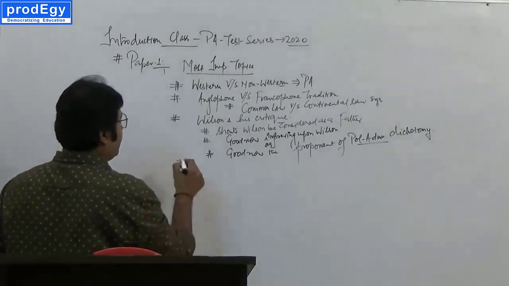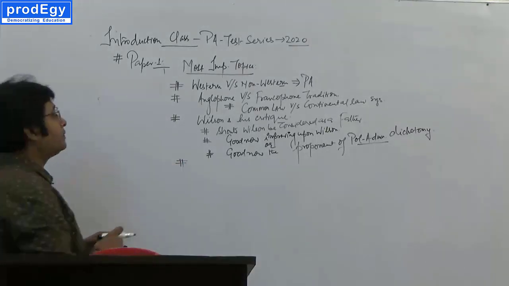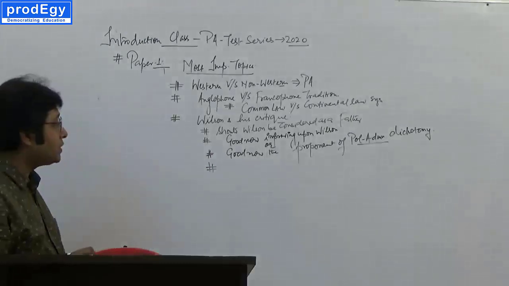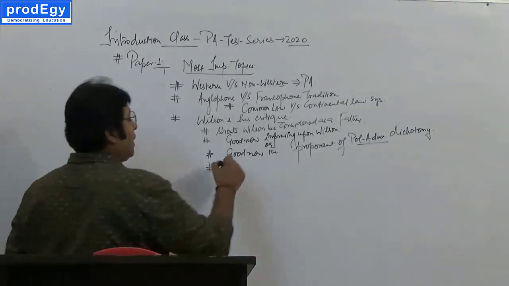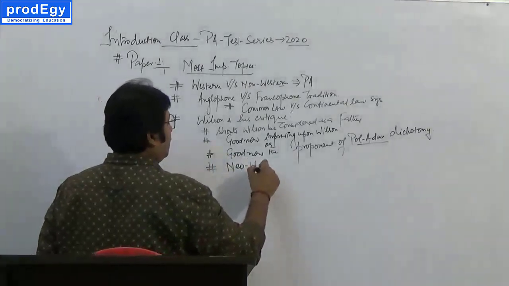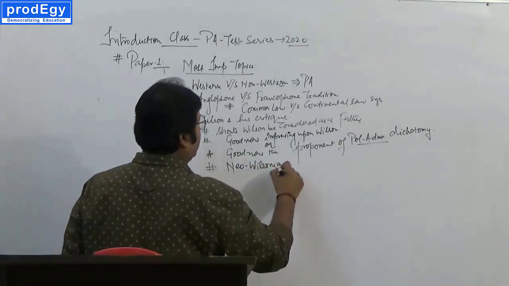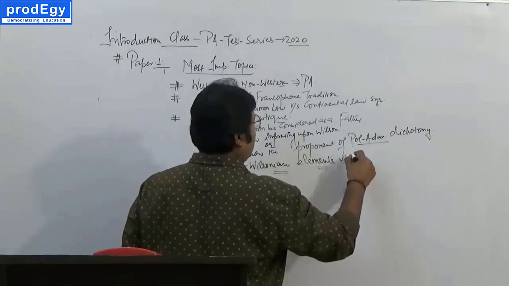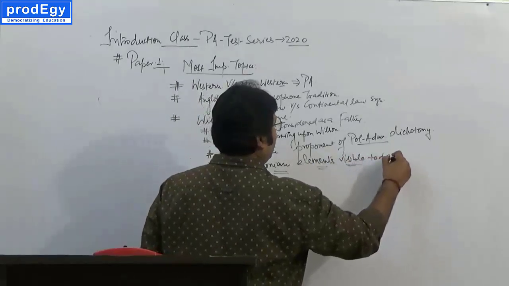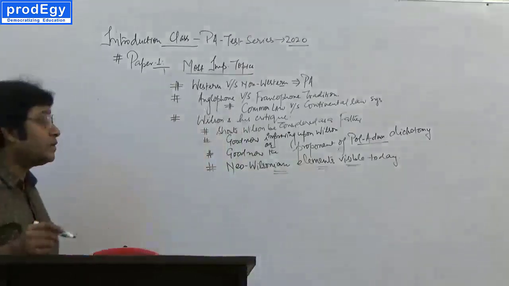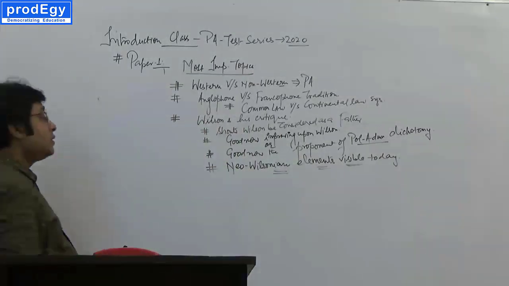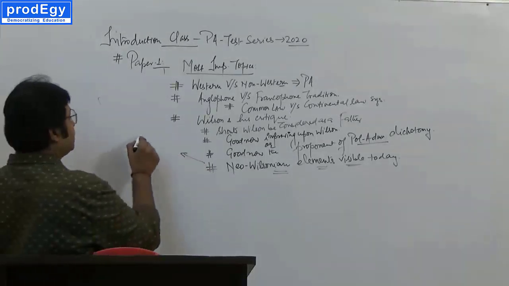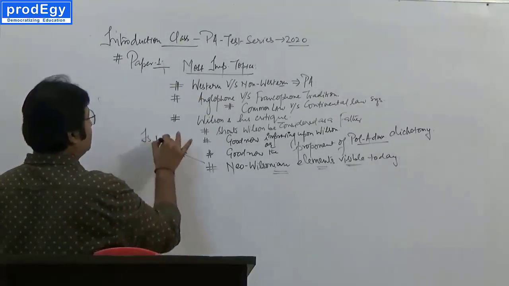Then the next topic, which is similarly related to this, is: what are the neo-Wilsonian elements visible today? What are the new Wilsonian elements visible today? Right? Is Wilson relevant? In simple words.